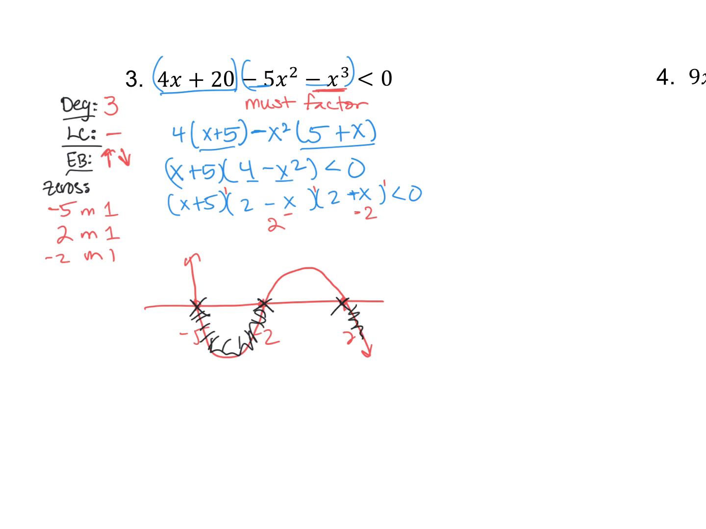Start from the left. The smallest number is a -5. It's not included, so it's a parentheses. To my 2, excuse me, -2, parentheses. And then union, I started at 2, but it's not included, so it's parentheses to positive infinity, which is a parentheses.